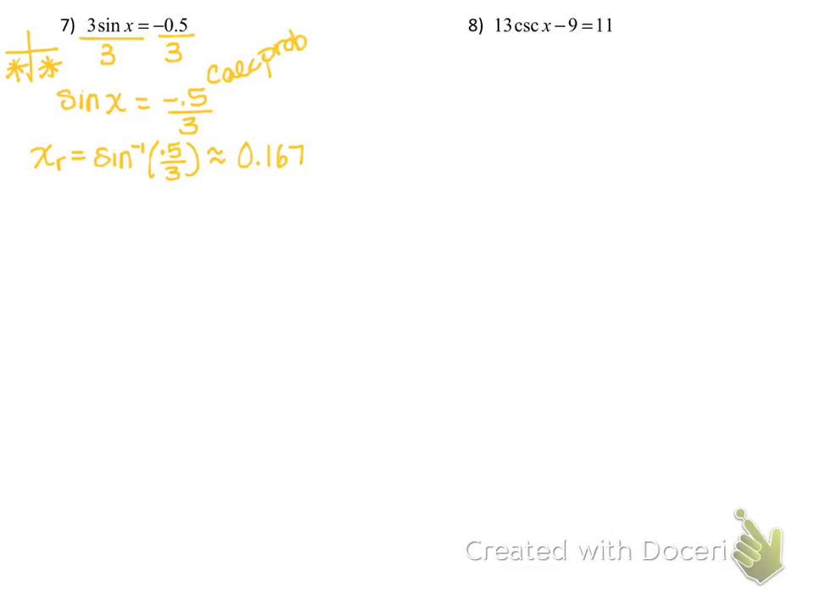But in quadrant 3, I'm going to do pi plus 0.167, which is equal to 3.309. And then in quadrant 4, I do 2 pi minus 0.167, which is 6.116.